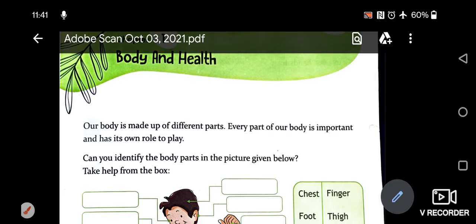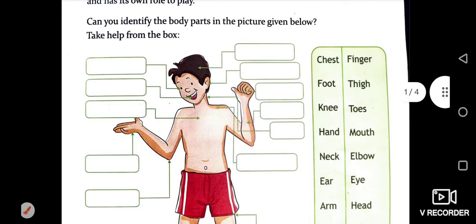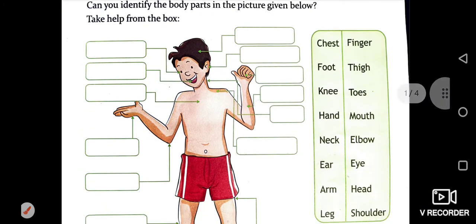Now, today we are going to start our chapter number 1 of EVS, that is body and health. In this particular chapter, we are going to talk about some of the body parts of our body and what functions they perform in detail. And not only that, we are also going to discuss some healthy habits which we should follow in our daily life.